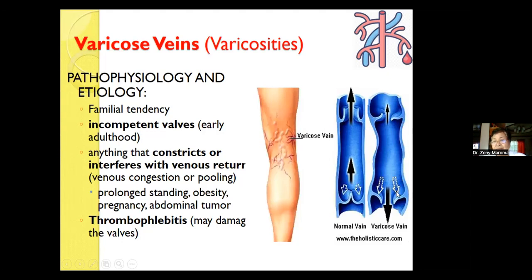But with varicosities, there are incompetent valves, so it fills from above. Anything that constricts or interferes with venous return, like prolonged standing, prolonged sitting, abdominal tumor, obesity, or pregnancy because of the pressure of the gravid uterus, can cause varicosity. It can also happen with thrombophlebitis.